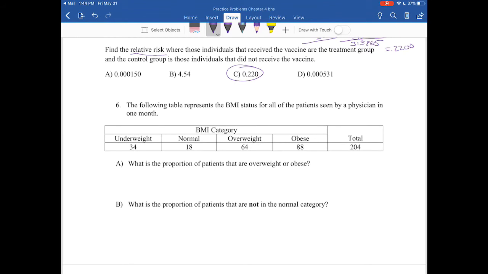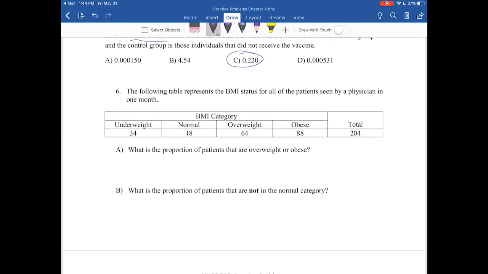So number 6 here, we're going to be going into BMI category. We're going to be looking at Part A, the proportion of patients that are overweight or obese. So we're looking at just overweight or obese. So we're going to get 64 over the total of 204 plus 88 over the total of 204. And that's going to give us a value of 0.745. Now Part B says, what is the proportion of patients that are not in the normal category?